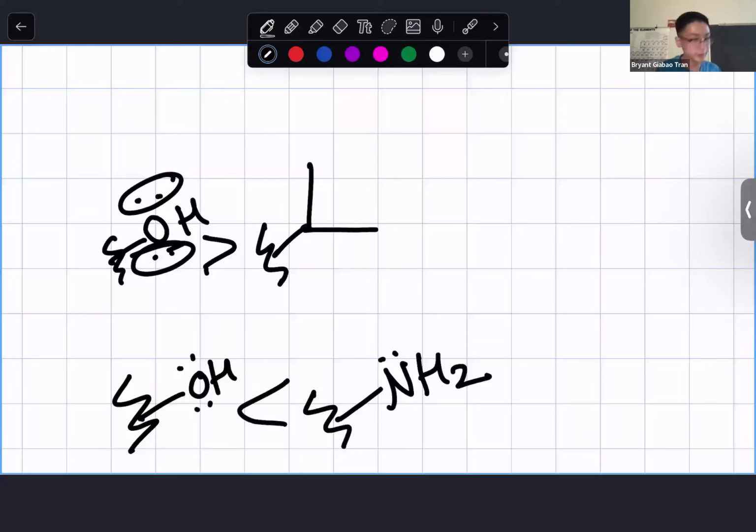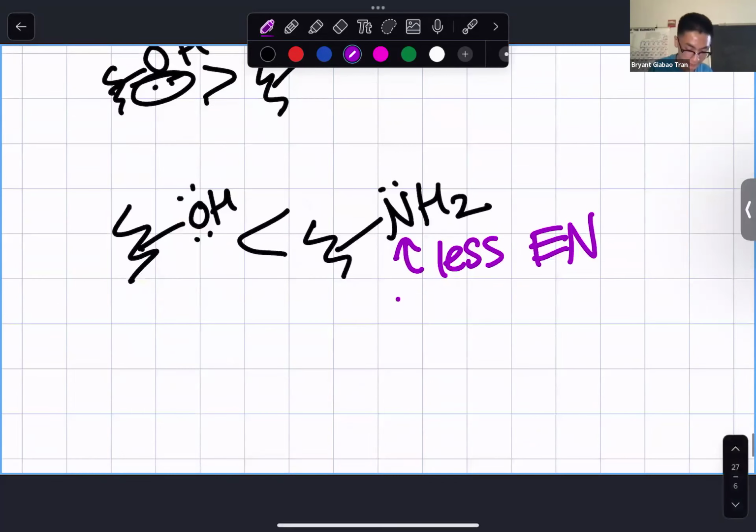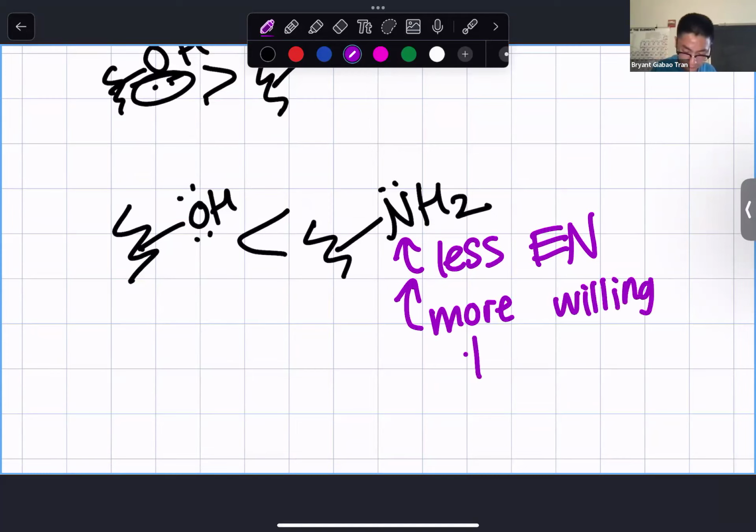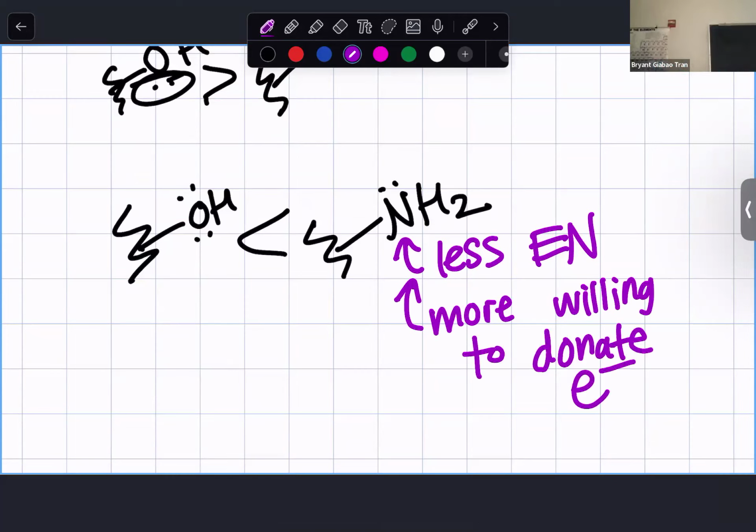This nitrogen here is a stronger EDG than the oxygen because nitrogen is less electronegative than oxygen, meaning that it is more willing to donate electrons than oxygen. Oxygen is more electronegative than nitrogen, so it wants to keep its electrons. It doesn't want to donate its electrons. Nitrogen is less electronegative. It doesn't want to keep it as much as oxygen. It's more willing to donate and give it up to the benzene or whatever system it's on. Right. So those are the factors that you can think about: lone pair of electrons and electronegativity.